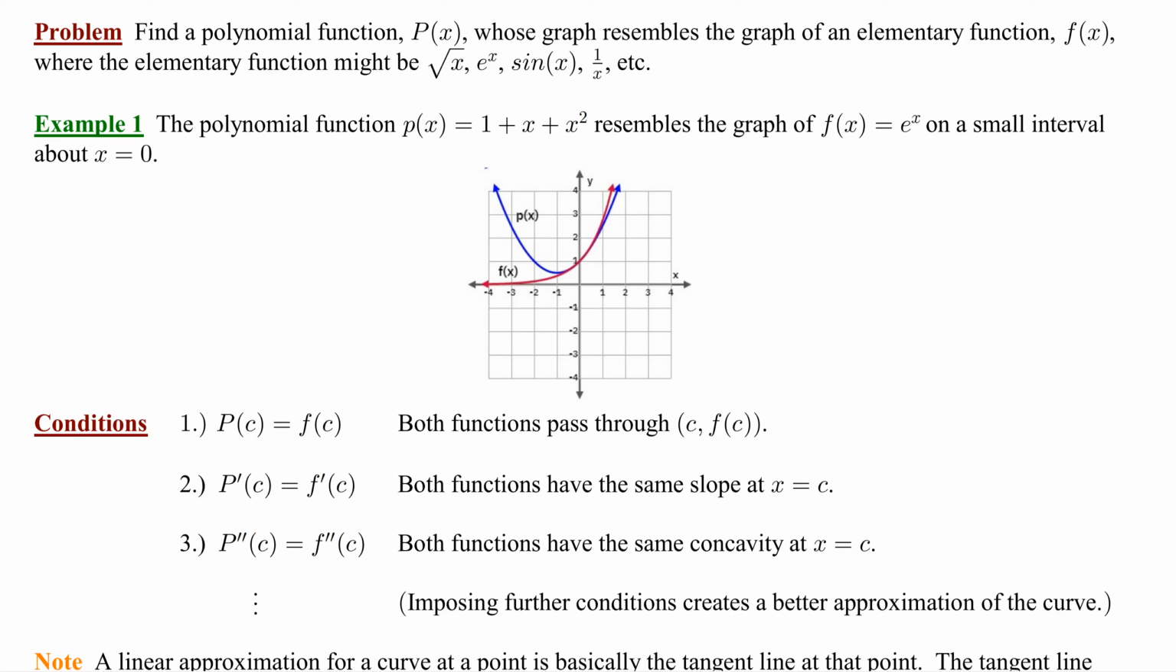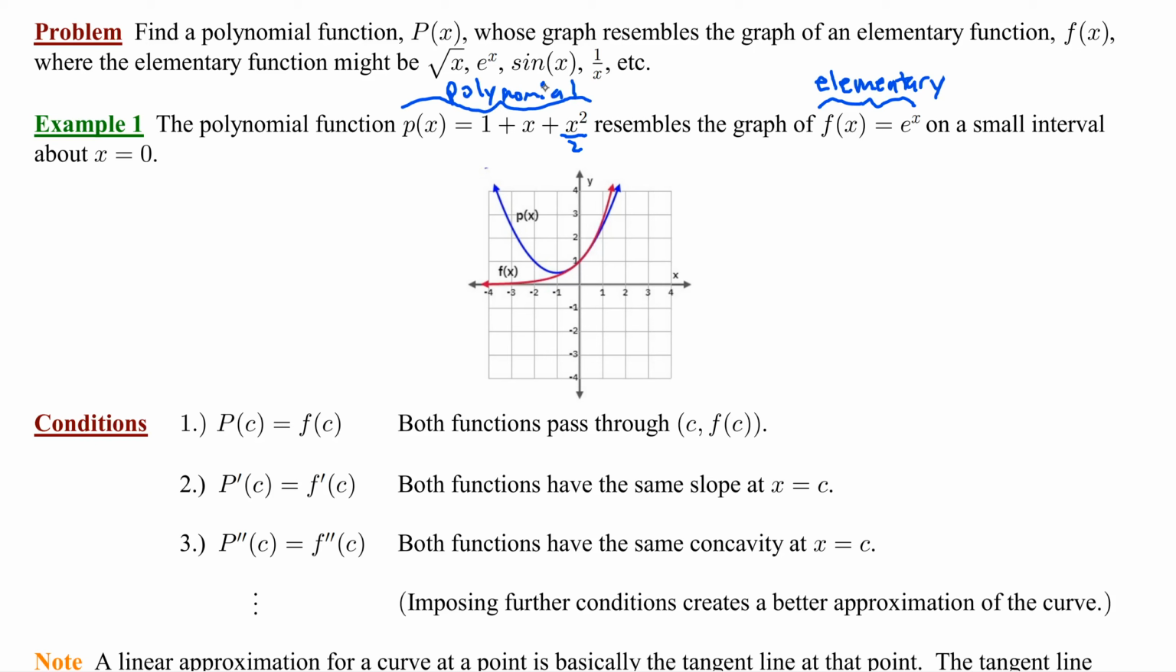Example 1 illustrates this. The polynomial function p of x equals 1 plus x squared over 2 resembles the graph of f of x equals e to the x on a small interval about x equals 0. So f of x is what we're calling our elementary function, and we're approximating it with a polynomial function. Specifically, this polynomial function is of degree 2.